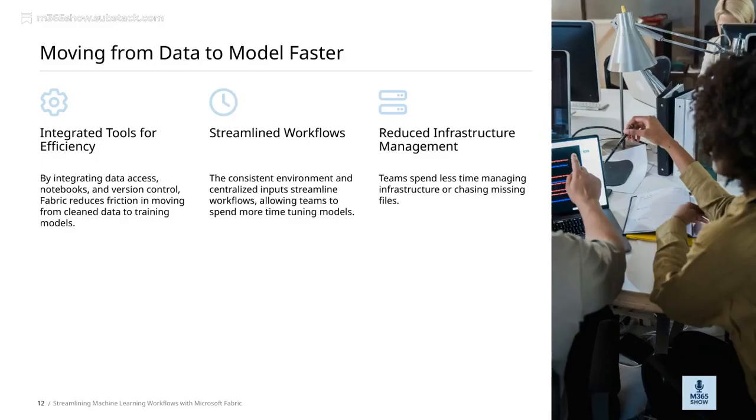And when it comes to moving from clean data to training models, Fabric really shines by integrating data access, notebooks, and version control. This integration reduces friction and makes the entire workflow smoother and more seamless. Overall, it's about connecting tools in a way that accelerates your journey from raw data to a working model, aligning perfectly with our goal of making machine learning faster and more accessible.